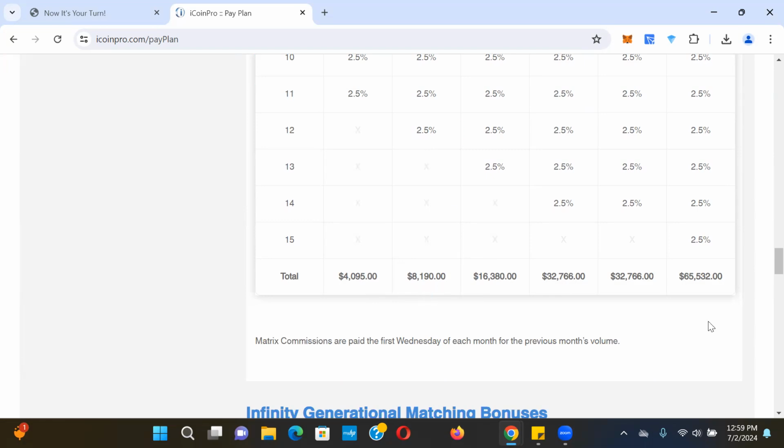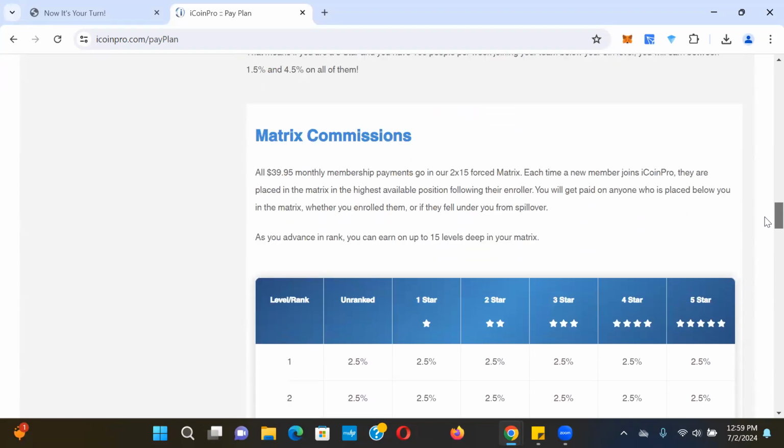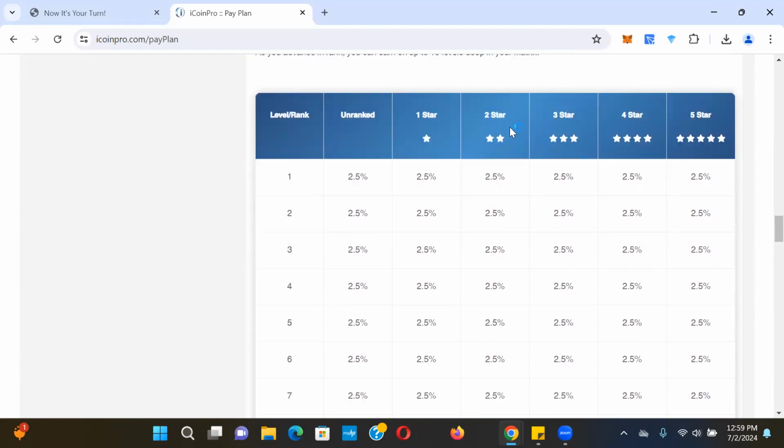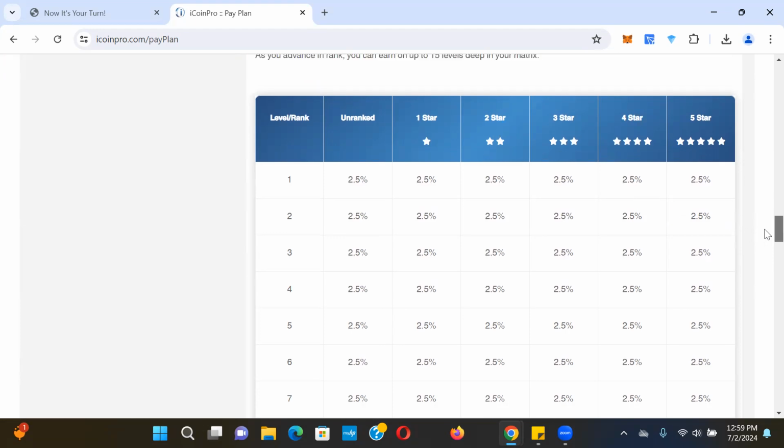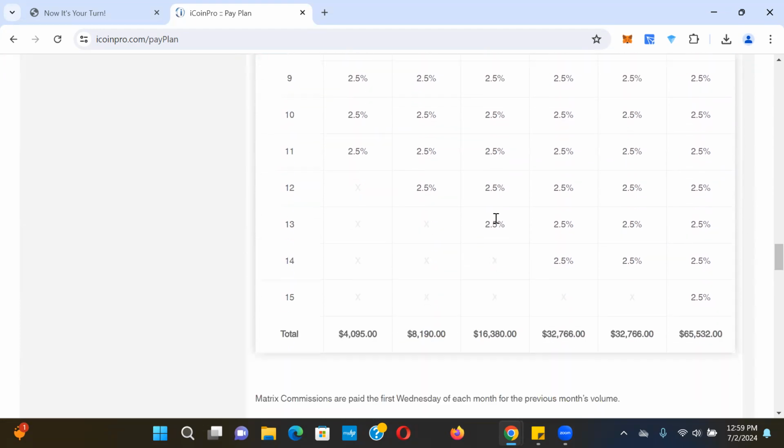So get yourself to one star, right? If you get yourself to two star, right? How do you get yourself to two star? You have 20 people in your entire team, you're a two star. Now, by becoming a two star, you open up your 13th level. And by opening up your 13th level, you've doubled your potential monthly income again to $16,000 a month on the very same matrix, and so forth and so on, right?